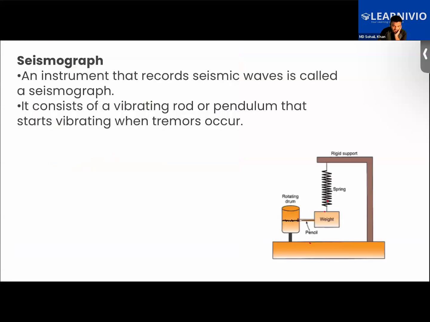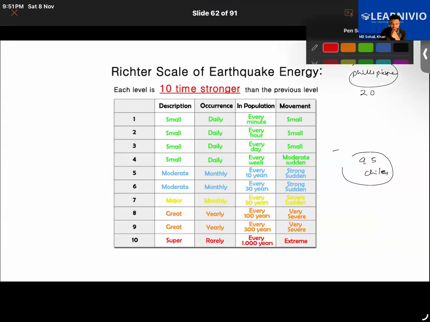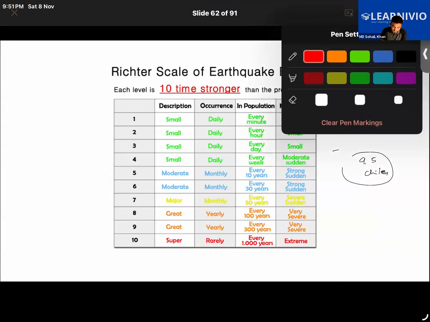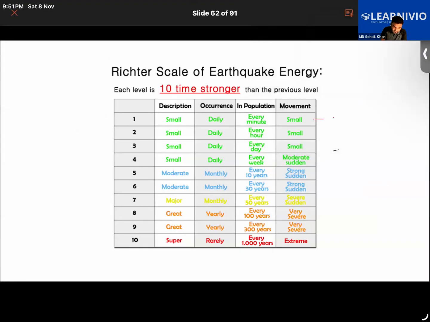Now, a very important thing about this Richter scale: it's not linear in nature. Suppose there's an earthquake of magnitude 1 and then there's another earthquake of magnitude 2. It doesn't mean that the earthquake having a magnitude of 2 is double in terms of its strength, in terms of its magnitude.